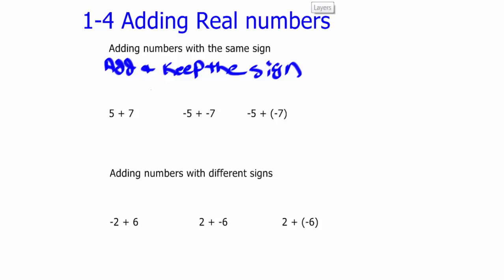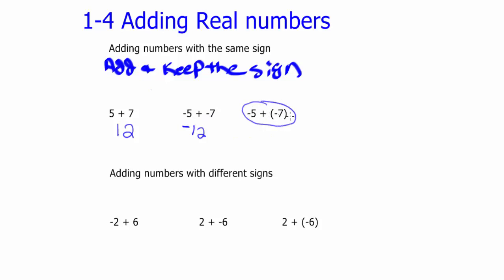Okay, so, 5 plus 7 is 12. Just add it. Negative 5 plus negative 7, you still add to get 12, but it's going to be a negative. Okay, you're going to the left down the number line. Now, since you can use your calculator, you can do in your calculator negative 5 plus negative 7, you'll get negative 12.